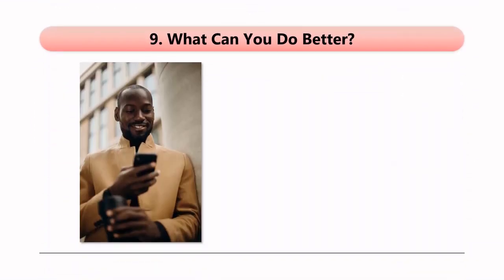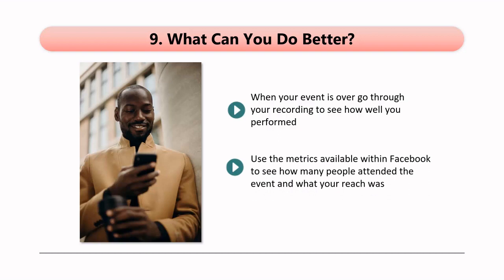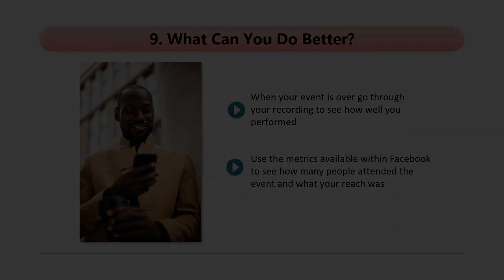9. What can you do better? When your event is over, go through the recording to see how well you performed. Did you come across in a friendly way? What mistakes did you make? Did anything go wrong? You can always do things better the next time around. Use metrics available within Facebook to see how many people attended the event and what your reach was. Facebook has a lot of insightful metrics that we encourage you to use after your events. Learn about all of them and use them regularly. In the next video, we will discuss how you can use Facebook Live to drive leads and sales.